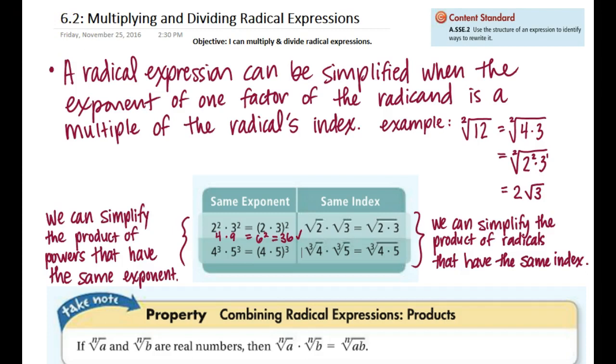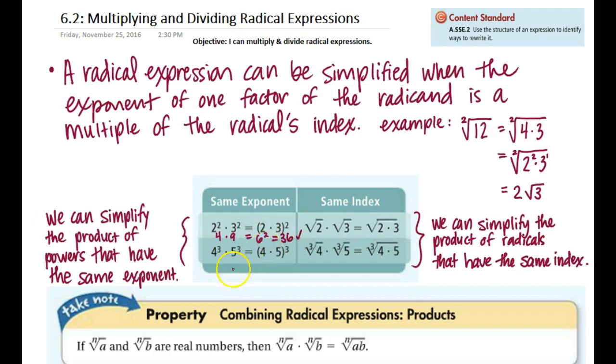Recall from Algebra 1 that it is possible to simplify the product of powers when those powers have the same exponent. For example, 2 squared times 3 squared is equivalent to the quantity 2 times 3 squared. And that's because 2 squared is equal to 4, 3 squared is equal to 9. When you multiply 4 and 9, you get 36. And when you multiply 2 and 3, you get 6. 6 squared is equal to 36.